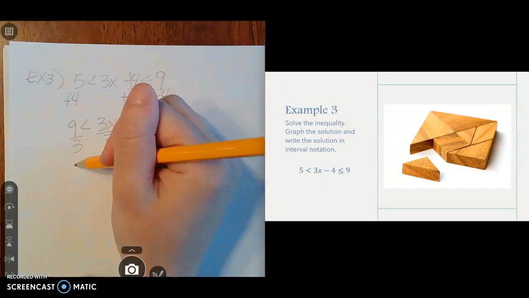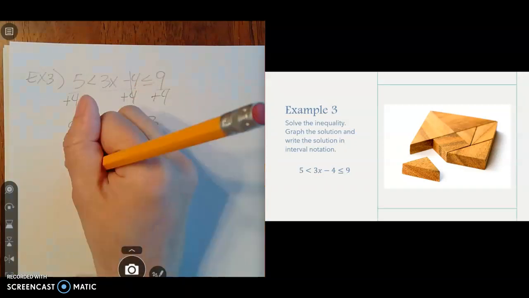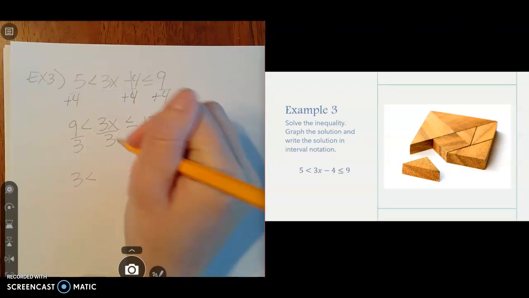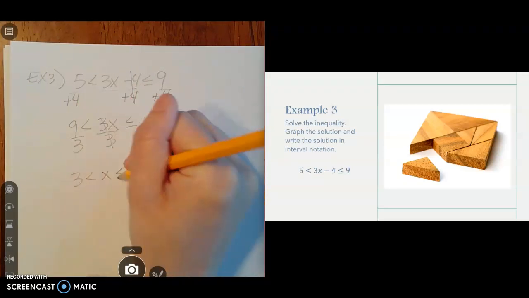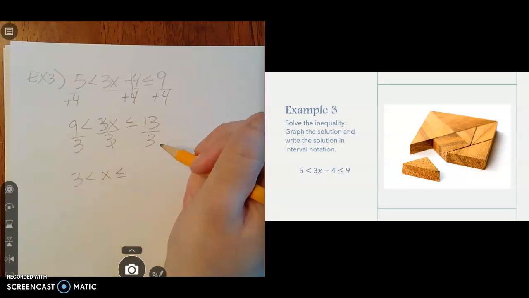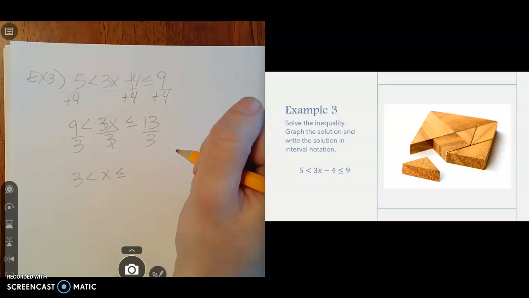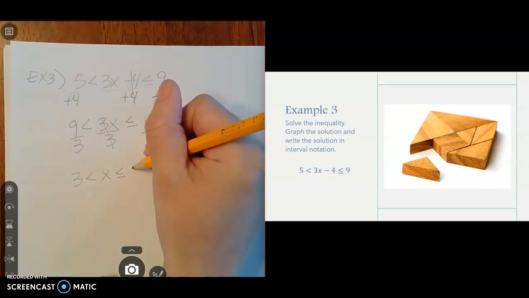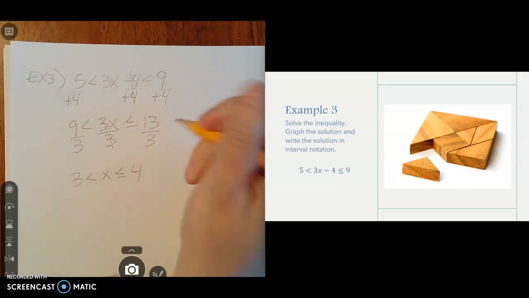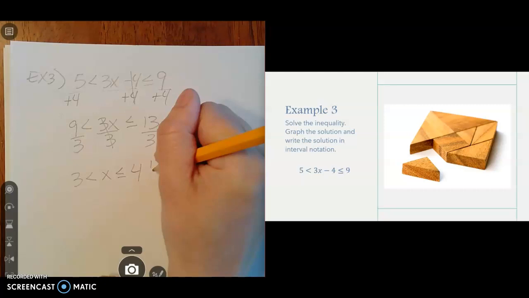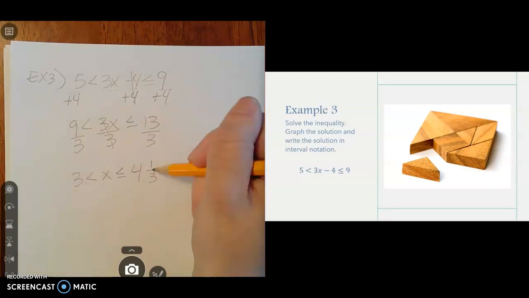So let's see, on the left side, 9 divided by 3 is 3. In the middle, 3 divided by 3 is 1, so we'll just have x there. And 13 divided by 3 is 13/3, which I'm about to graph on a number line. I'm going to turn that into a mixed number just so I can see where it is a little more clearly. 3 goes into 13 4 times. 4 times 3 is 12, and the difference between 12 and 13 is 1. So that would be 4 1/3 as a mixed number.